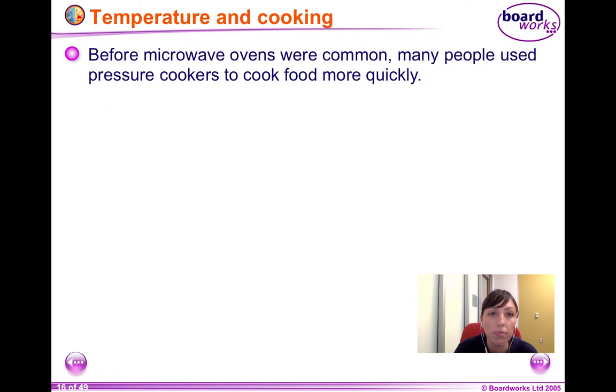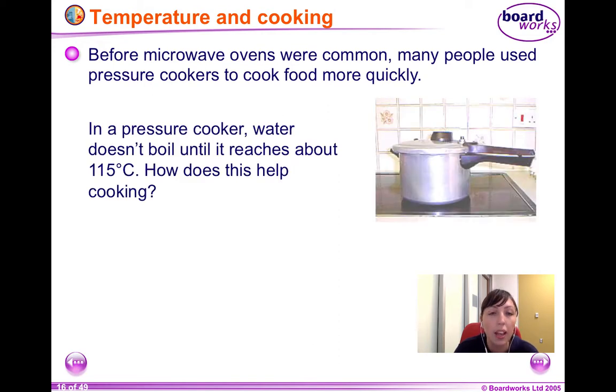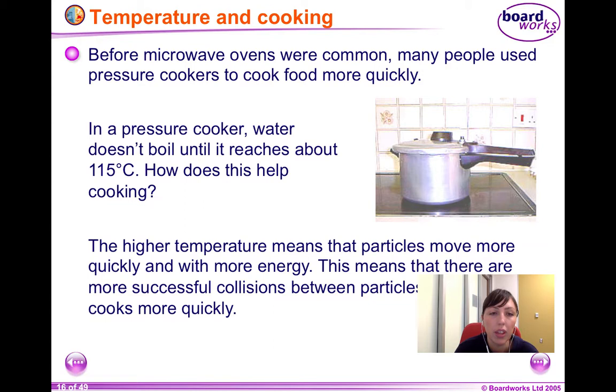preserved. So before microwave ovens were common, many people used pressure cookers to cook food more quickly. In a pressure cooker, water doesn't boil until it reaches about 115 degrees Celsius. So why does this help cooking? The higher temperature means that particles are moving much more quickly and they have more energy, which means that there are more successful collisions between particles and the food cooks more quickly.